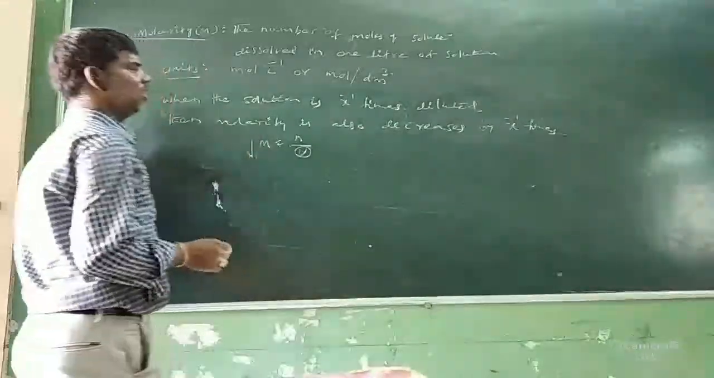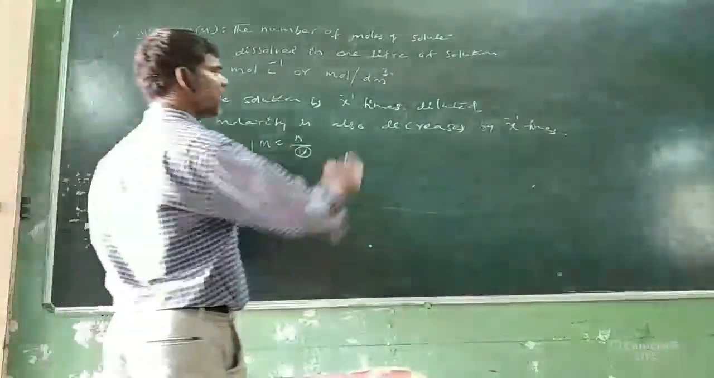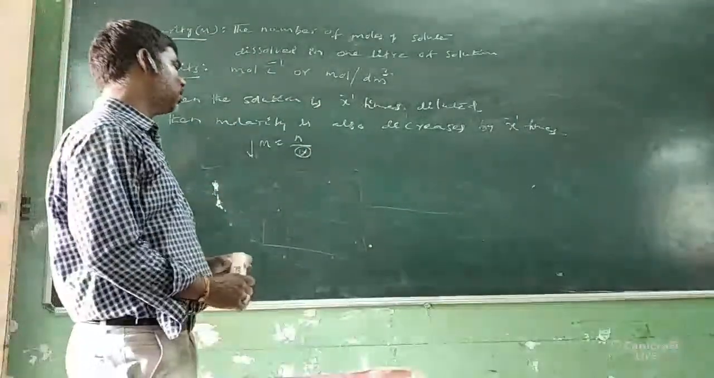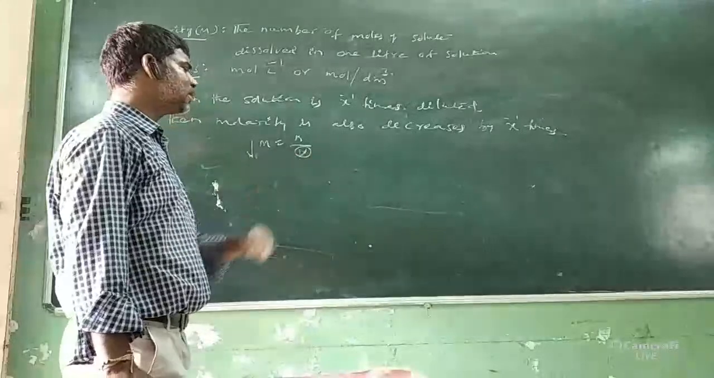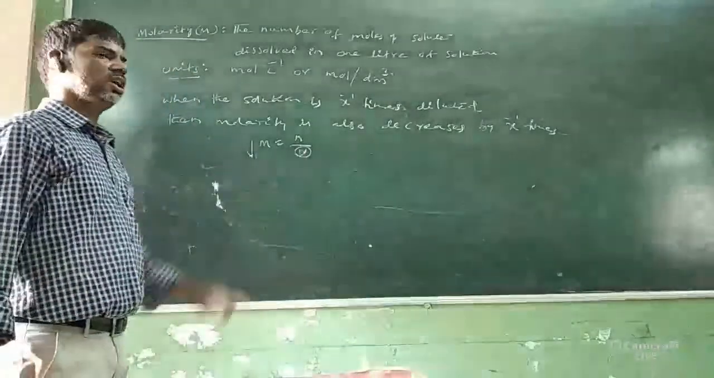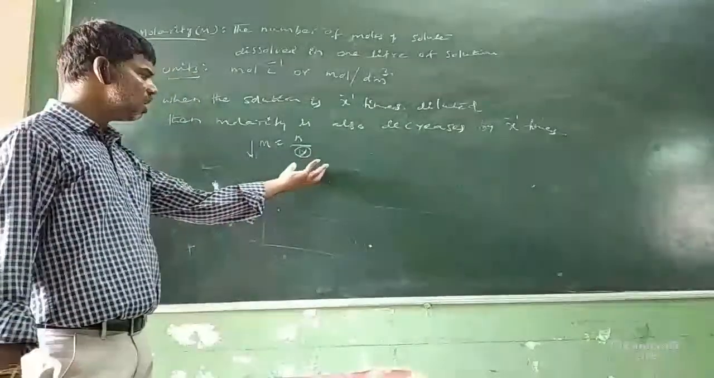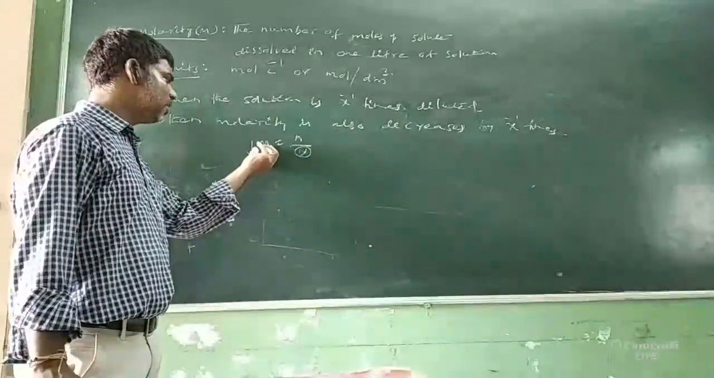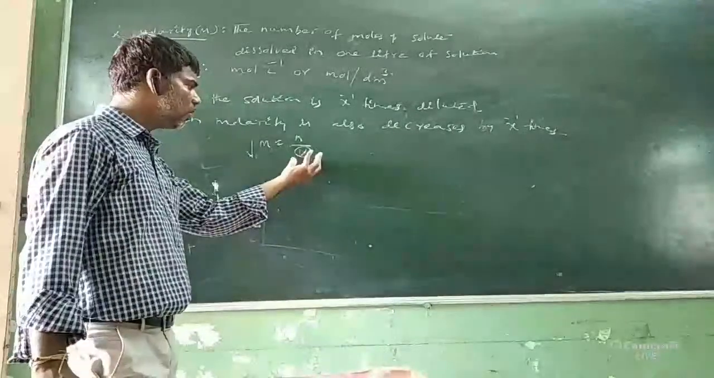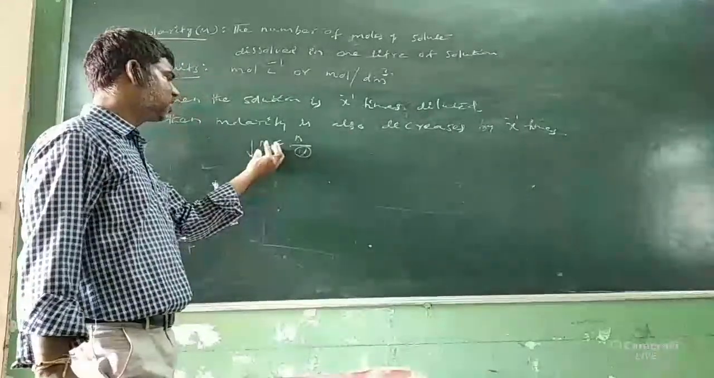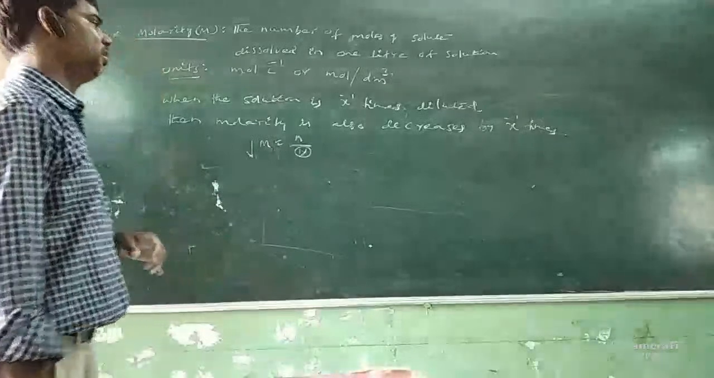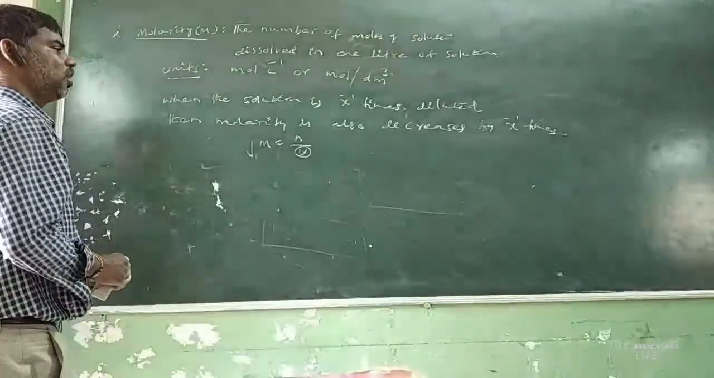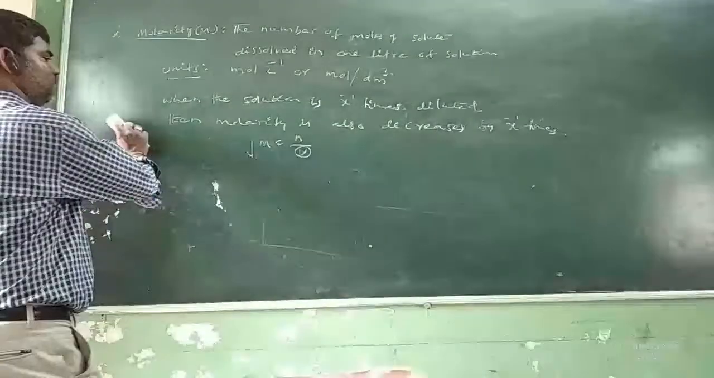So whenever the solution is diluted x times, the molarity also decreases by x times, because the molarity is inversely proportional to the volume. Where volume is increased, meaning diluted, the concentration like molarity will be decreased. Where we have more volume, that is less concentration, meaning less molarity.